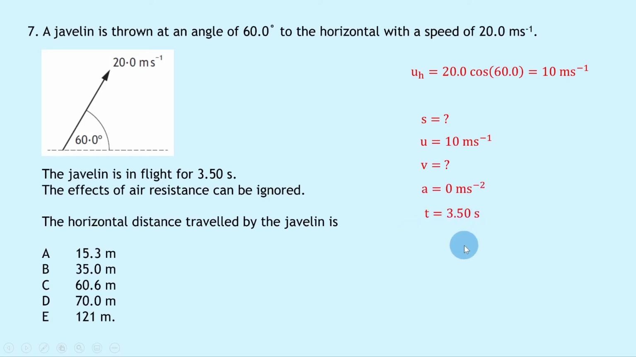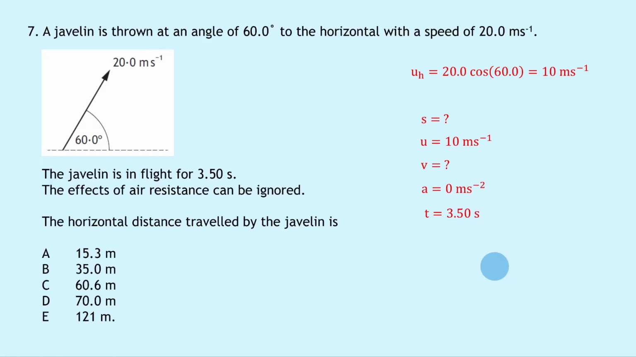Remember, the time of flight for a projectile to travel vertically is going to be identical to the time of flight for a projectile to travel horizontally. So we can use that time here, and we could also use it in vertical motion as well. And I've also said that acceleration is 0 here because remember, horizontally there is no acceleration.